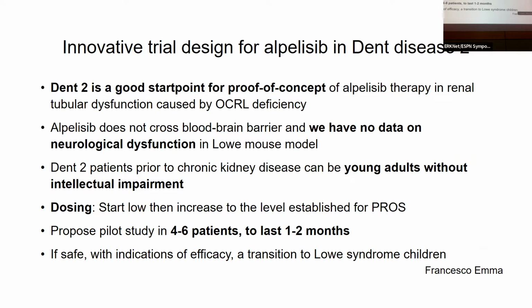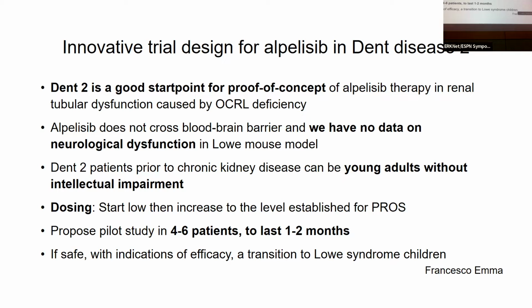So our thoughts are that Dent disease 2 is a good starting point for a proof of concept of alpelisib therapy in the renal tubular dysfunction caused by OCRL deficiency. And that's because we really have no data on anything to do with the neurological dysfunction. The mouse model is not a good model in that respect. Also, the Dent 2 patients before the onset of chronic kidney disease can be young adults, and they don't have intellectual impairment. So our dosing, the idea is that we'd start low and then increase to the level established for PROS that's now being used on a kind of chronic basis.